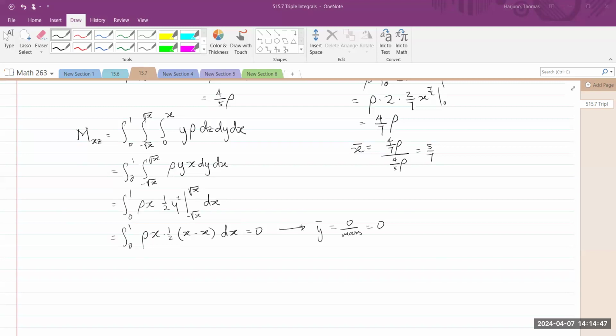Okay, now let's do one more. The moment with respect to the xy plane. I basically insert 0 to 1. My battery is almost gone. Negative square root of x to square root of x, and then the integral from 0 to x. I insert z instead. Okay, and you can just compute it from there. Because my battery is almost gone, I will just stop here and give you the suggested homework. That's where the devil is in the details, though.